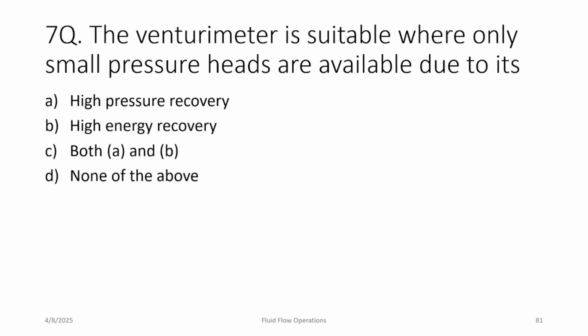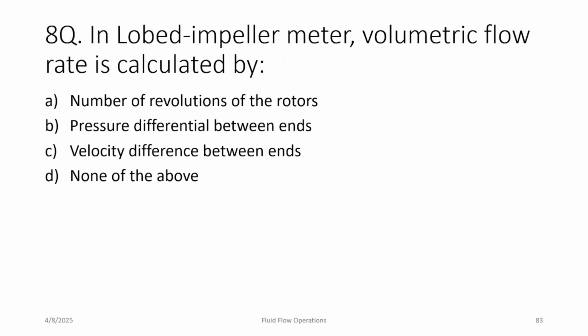Option D, none of the above. So venturimeter can be used even in cases of small pressure heads. This is because it has both the advantages, that is high pressure recovery and also high energy recovery. So that is why we are able to use venturimeter even in areas where small pressure head is available.